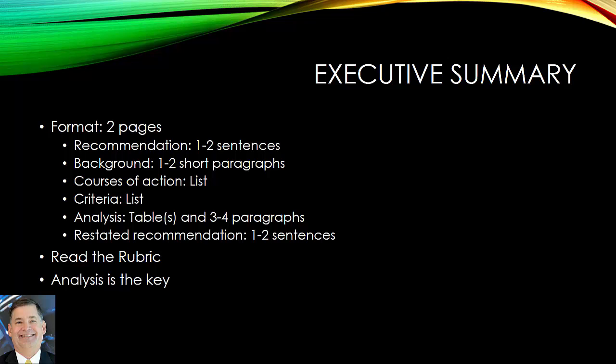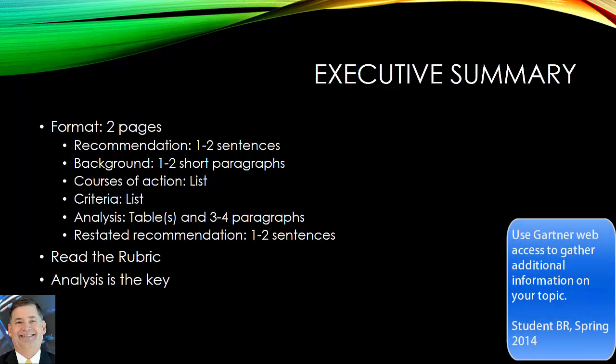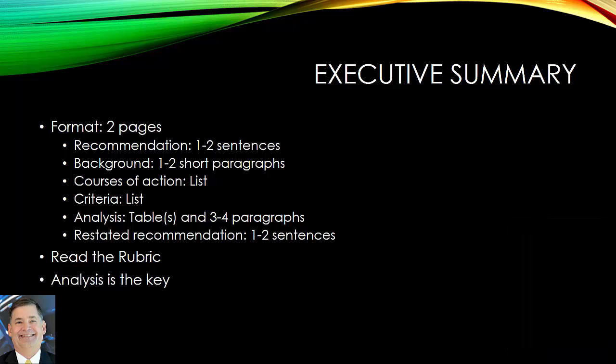This then brings you to the analysis. The analysis is where you're going to have one or more tables and a couple of paragraphs associated with why you made the choice. You're trying to convince the decision maker that she or he should pick your recommendation. And so the table is where you're taking the courses of action and comparing them against criteria. So literally in one or more tables, you've got the criteria as columns and you've got the courses of action as rows, or vice versa.